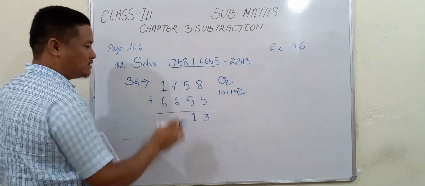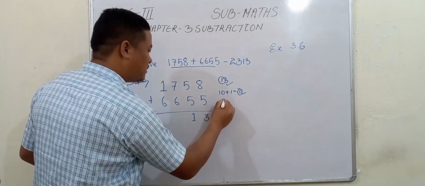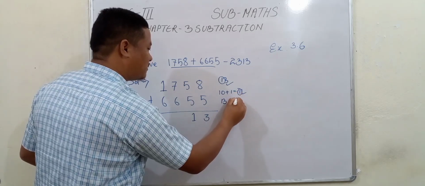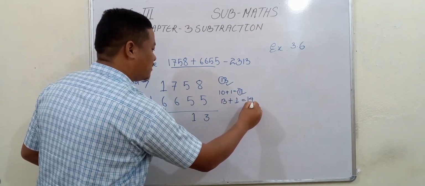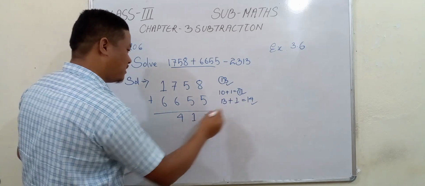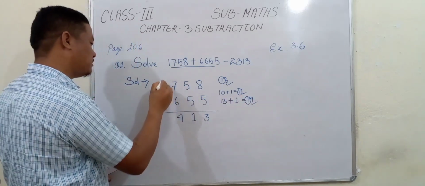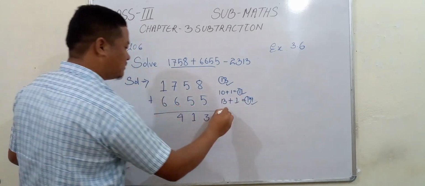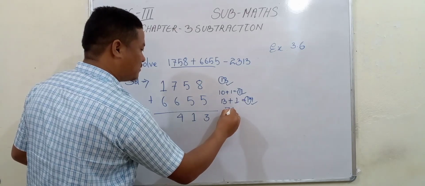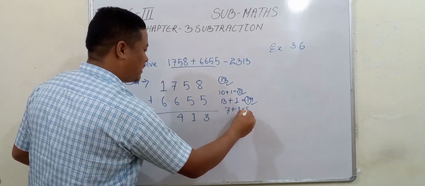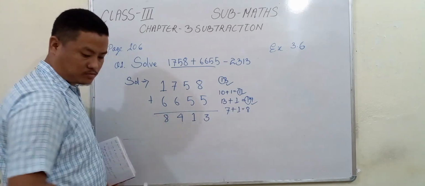7 plus 6, 13. 13 plus remainder 1, 14. We'll write 4 here. Again 1 is remainder. 1 plus 6, 7. Plus remainder 1, 8.